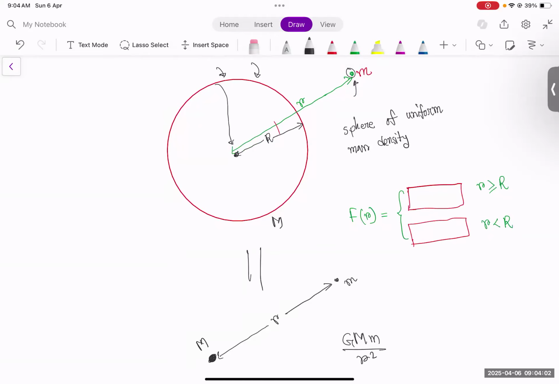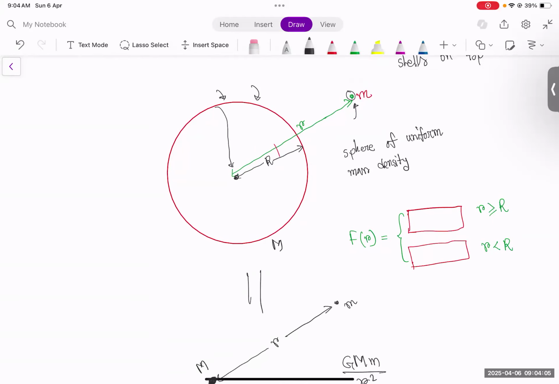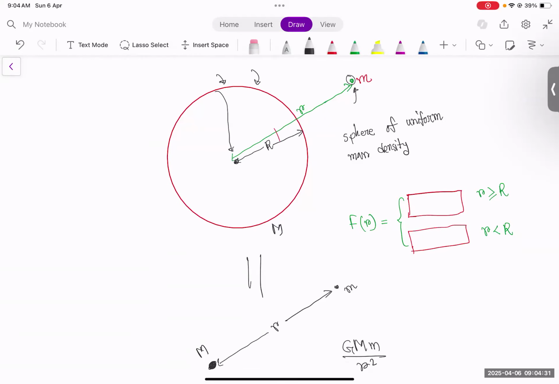Why did it turn out to be so simple? Because of all the shells I have, my object is outside all of those shells. So what ends up happening is we assume the mass of all the shells is concentrated at the center, since they are concentric shells. The whole mass gets concentrated at one point, which is the center of the sphere. So here the first equation we get is just our good old GMm divided by r squared.